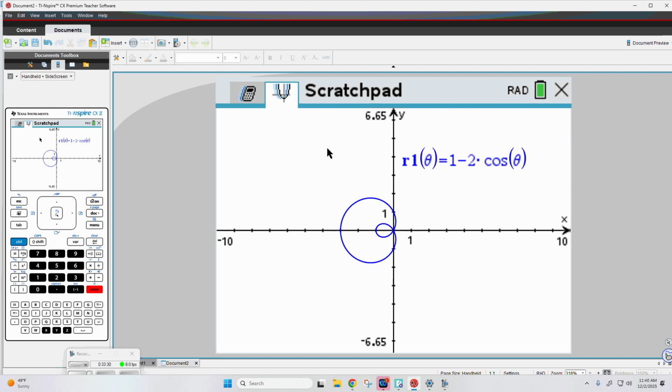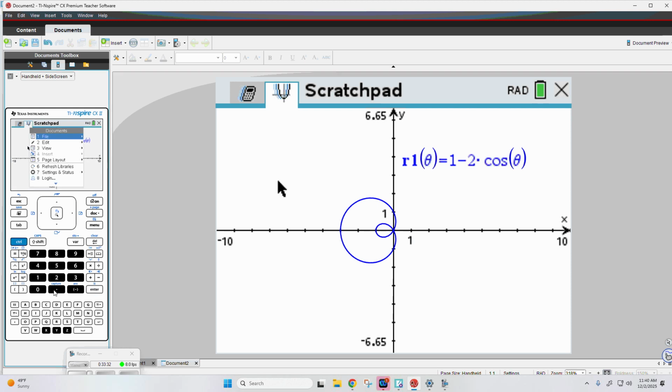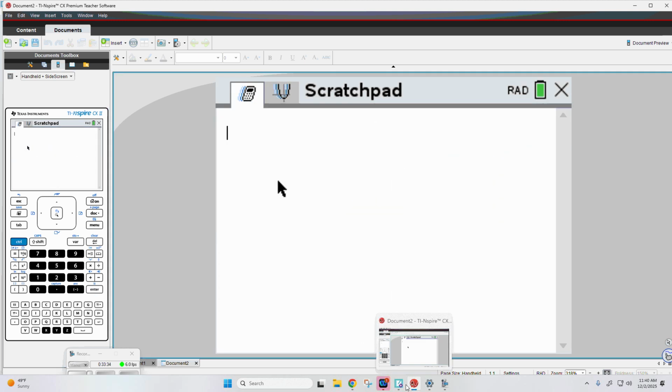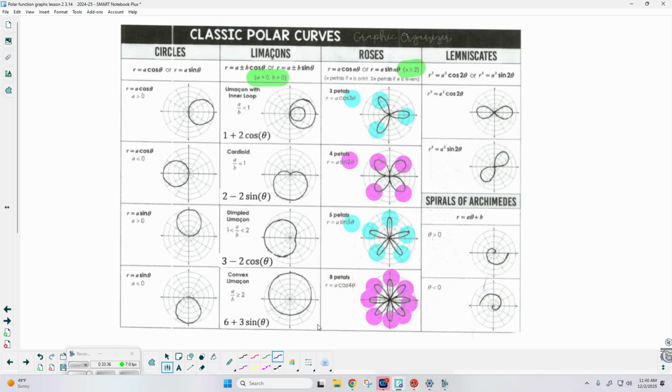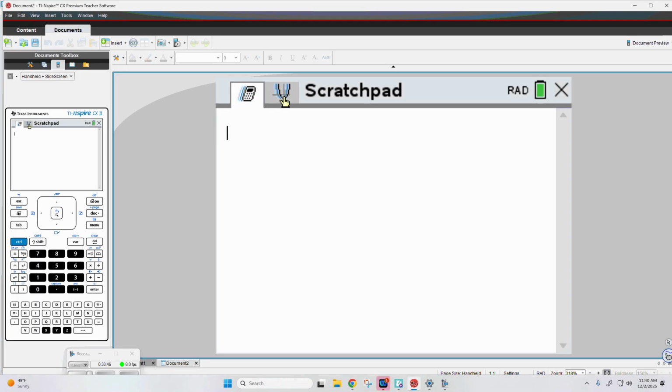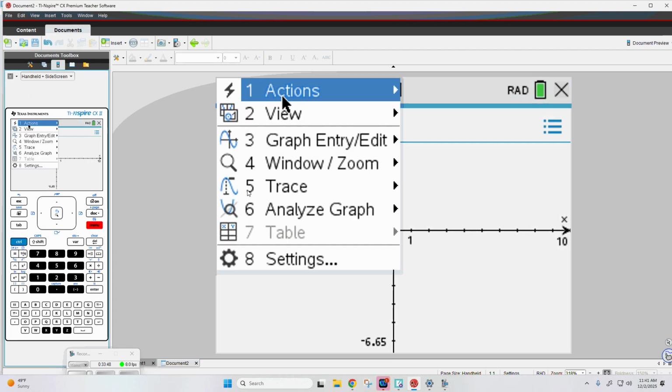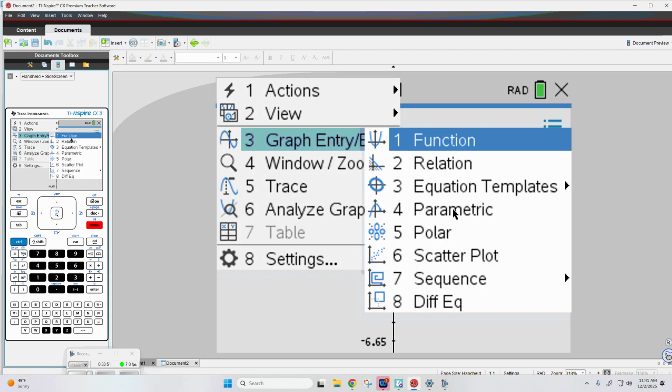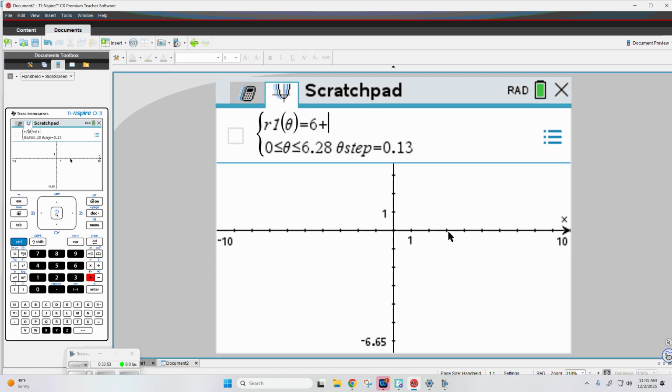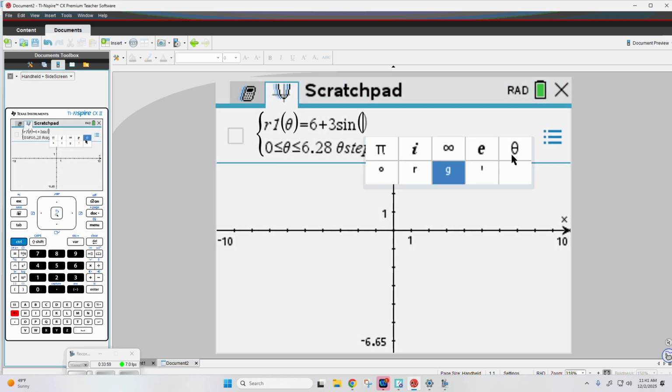I've given you some of these other ones. Let me go ahead and show you another one of these. Let me delete B out of here. Let's plug in the convex one, because that's not a very good one that I drew. So the one I have here is 6 plus 3 sine of theta. Okay, 6 plus 3 sine of theta. So I'm going to come back over here. So I go to Menu, Graph Entry Edit, Polar. So 6 plus 3. This time I want sine of theta. Remember, I'm going to use this pi button down here at the bottom.